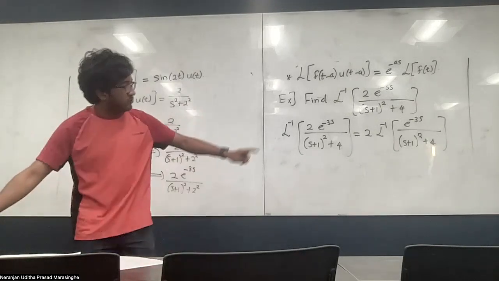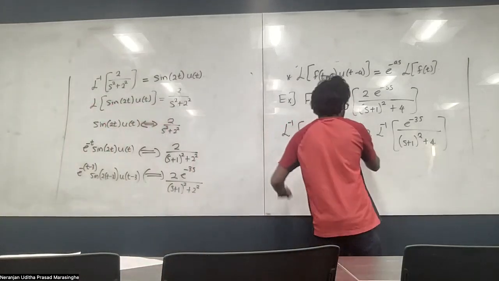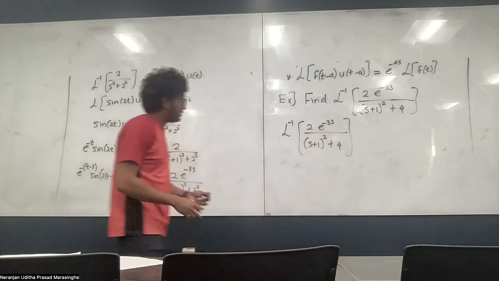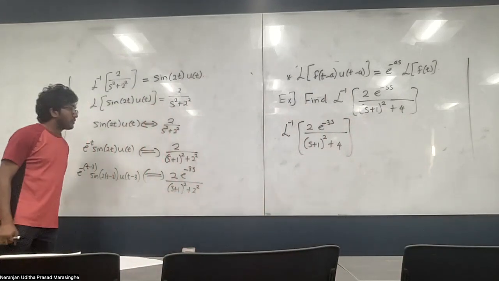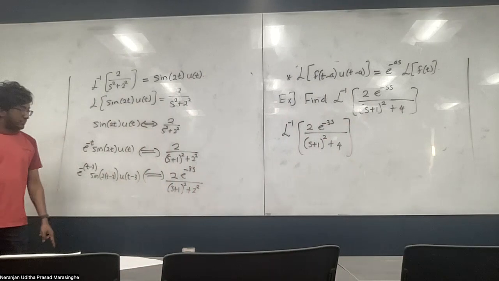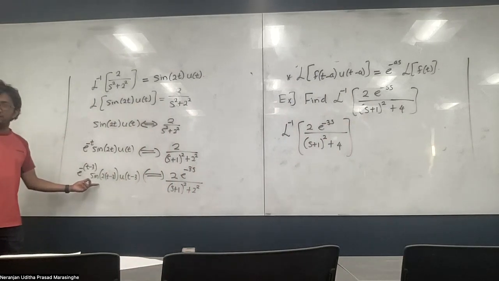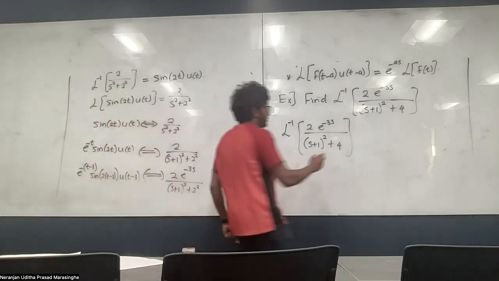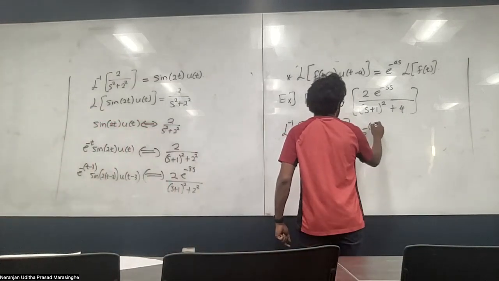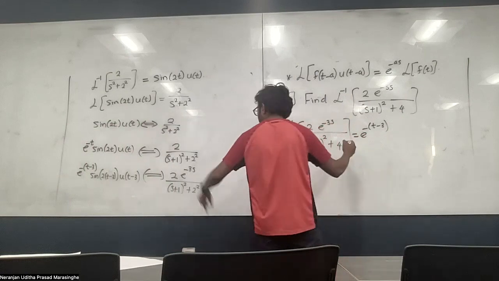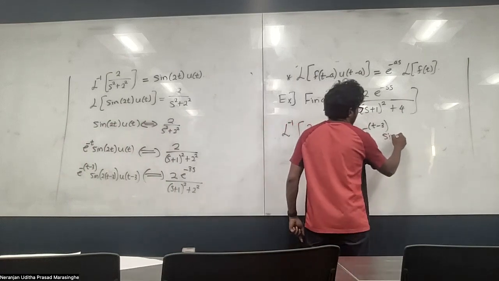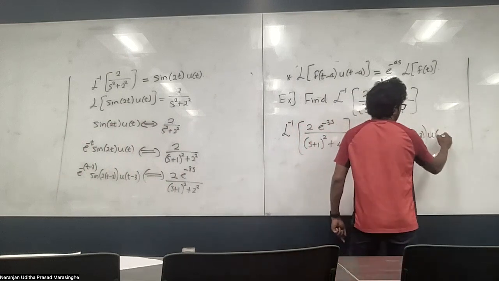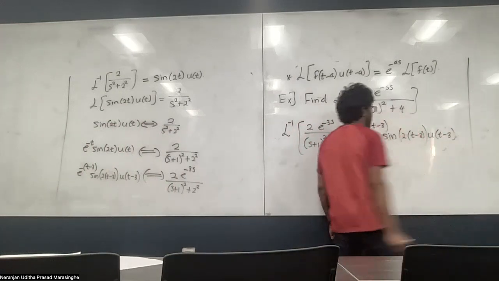So actually we do not need this 2. Take this 2 out, right? So now we have inverse Laplace of this function, right? So what is the inverse Laplace of the given function? It is this one. Okay. So it is equal to e to the minus t minus 3 sine 2 times t minus 3 u t minus 3. Okay.